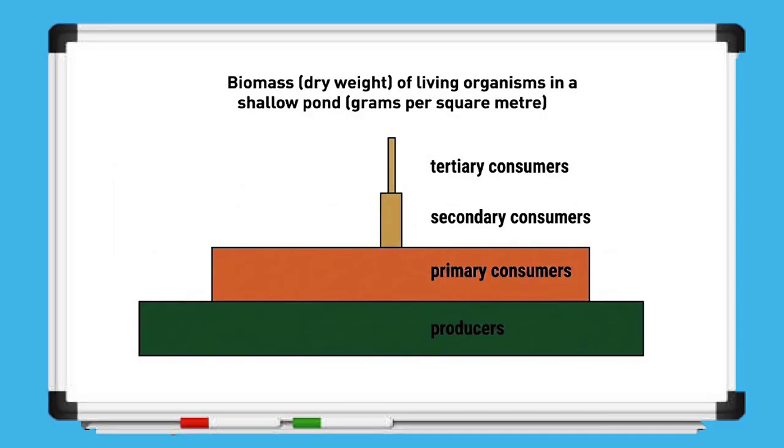The producers, such as algae and aquatic plants, form the broad base because they contain the greatest total biomass. Above them are the primary consumers, including small herbivorous organisms, followed by secondary consumers such as small fish. At the top are the tertiary consumers, which have the smallest biomass because only a small fraction of energy and organic matter is transferred from one trophic level to the next. This illustrates that biomass decreases steadily as energy flows through the ecosystem.